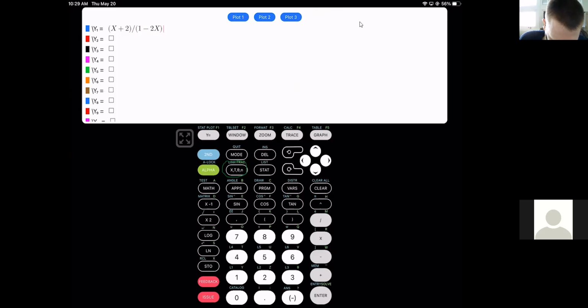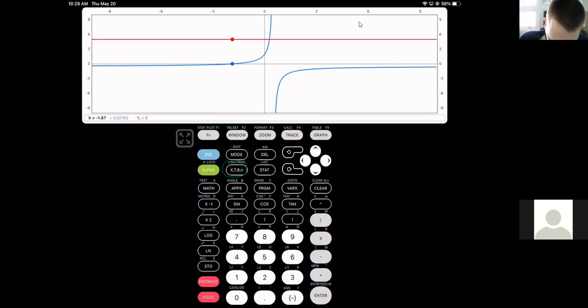Then our second line is just going to be y equals 5. Then we press the graph button. If you have a TI-83, it's not going to do different colors, but in this app, it graphed our first function in blue, and our second function, y equals 5, is obviously a horizontal line. So you can see where they intersect, and you can move your cursor to get close to it.